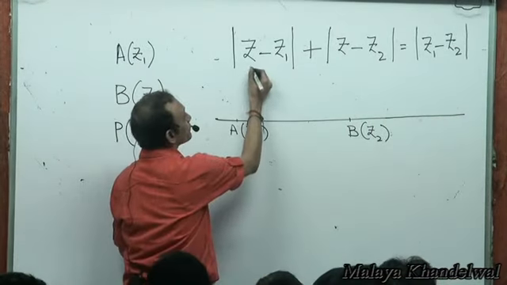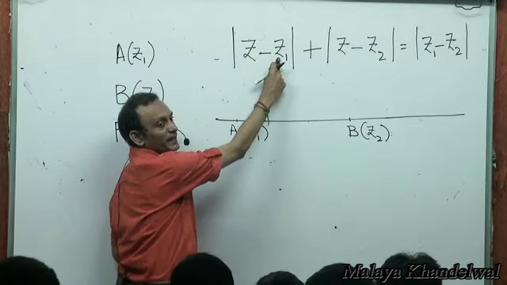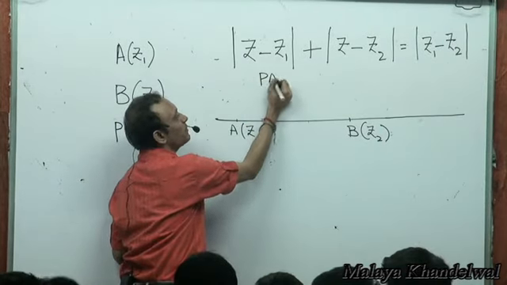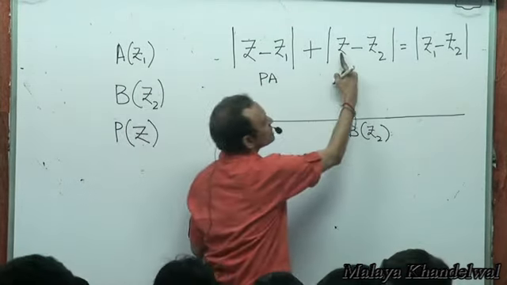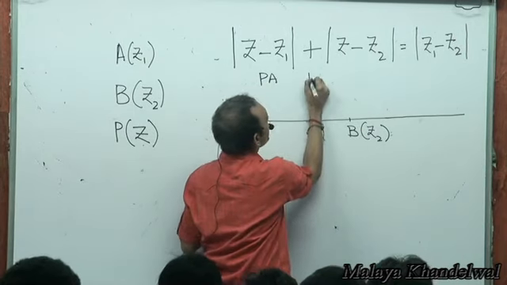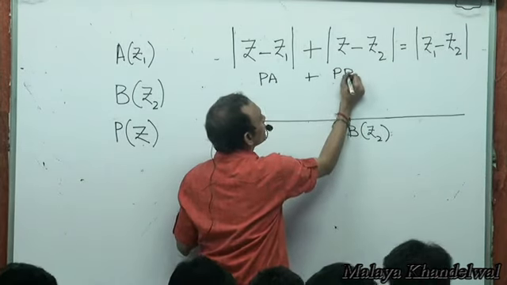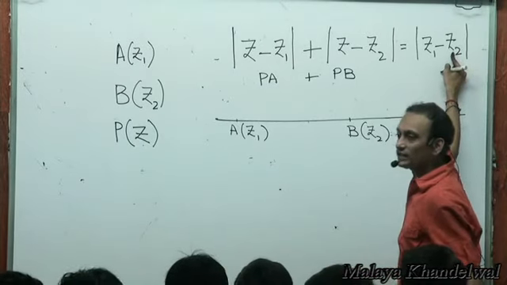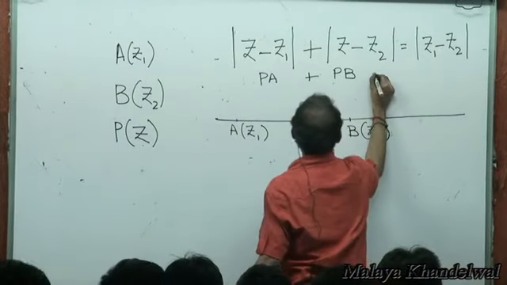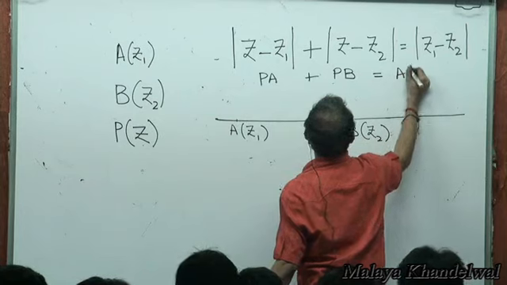P, this is the distance between P and A. This statement is like PA. This is the distance between P and B, so this is like PB. This is the distance between A and B, so this is AB. So P is such that PA plus PB is AB.